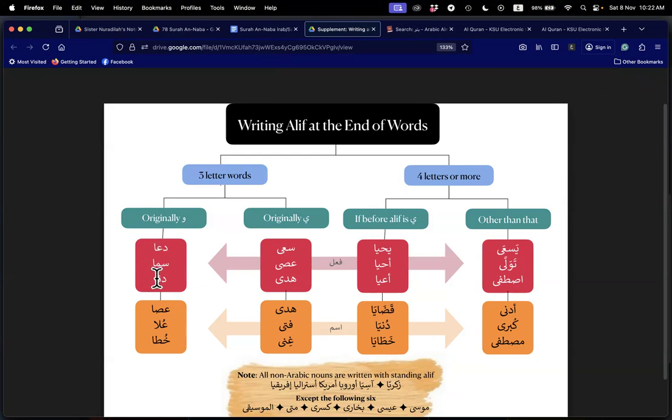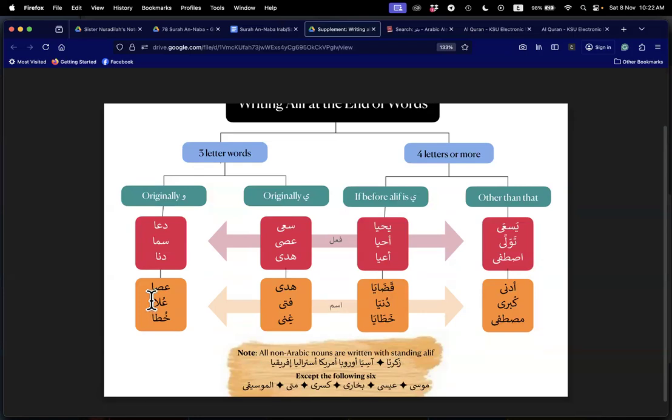If it's not waw ending, if it's originally a ya, then it would be alif maksura. Sa'a, aso, hada. Okay, all this is fi'il and originally a ya, so you write it with alif maksura. Same with an ism. So aso, ula, puto, these are all waw basically. So if you ever want to search for the word aso, you search for ain sod waw, not ain sod ya basically. Hudan, fatan, ghinan. This is all originally ya. So it's written with alif maksura.